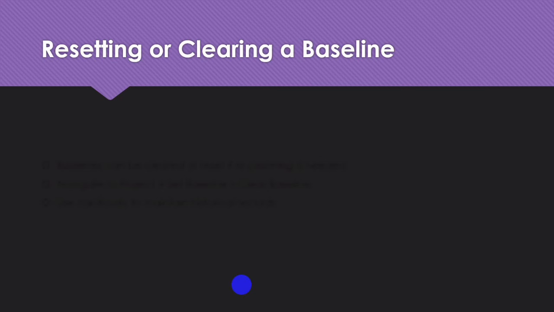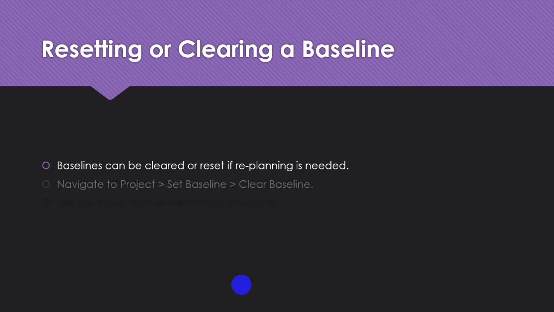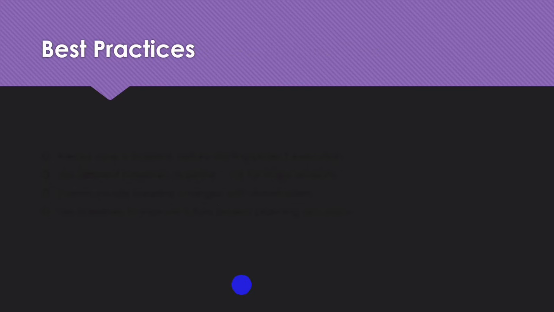So let's just solve this quickly. As you can see, baseline can be cleared or reset if replanning is needed. If you want to do it, you navigate to project, set baseline, clear baseline. You have to use it cautiously to maintain historical records. All right, so we're going to look at the best practices after I have solved that issue.